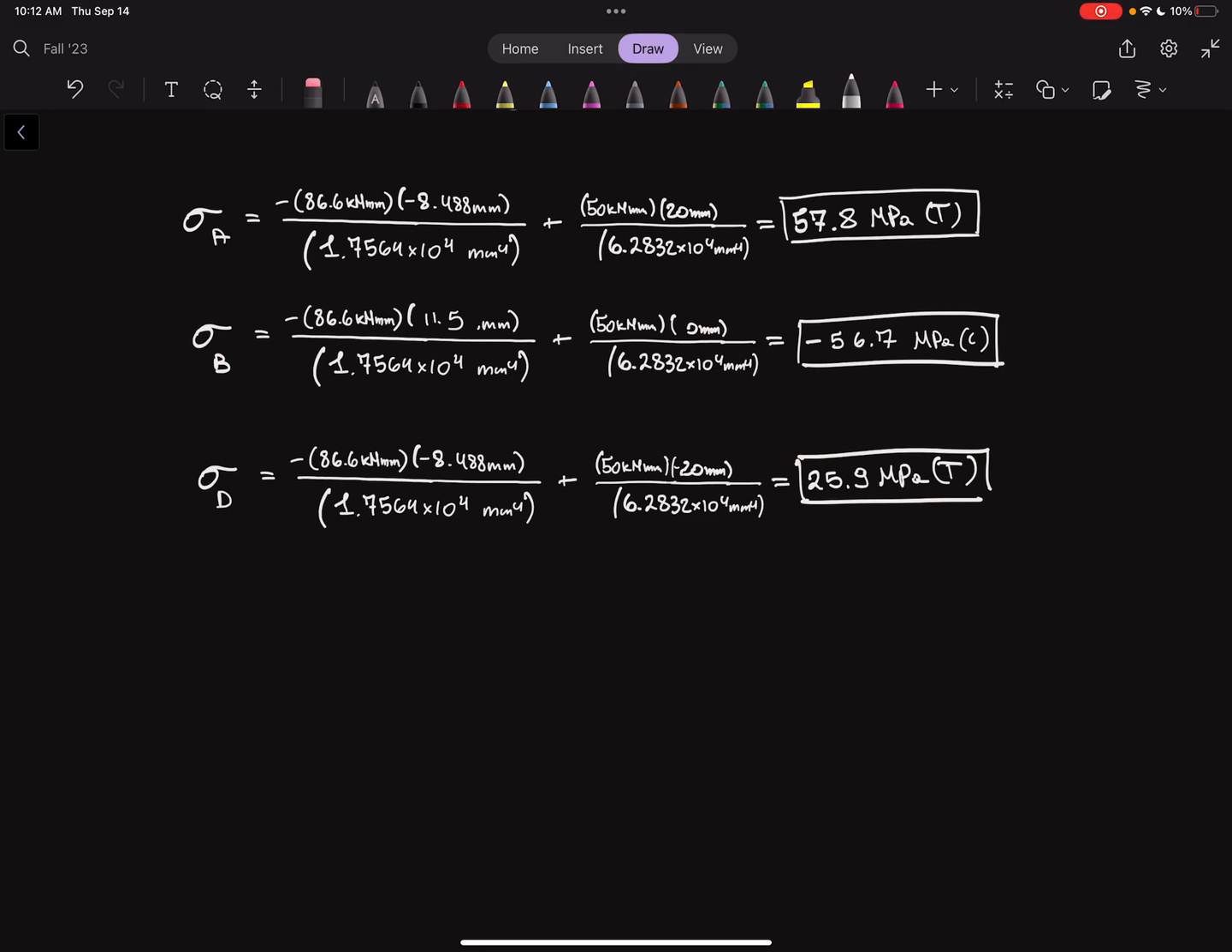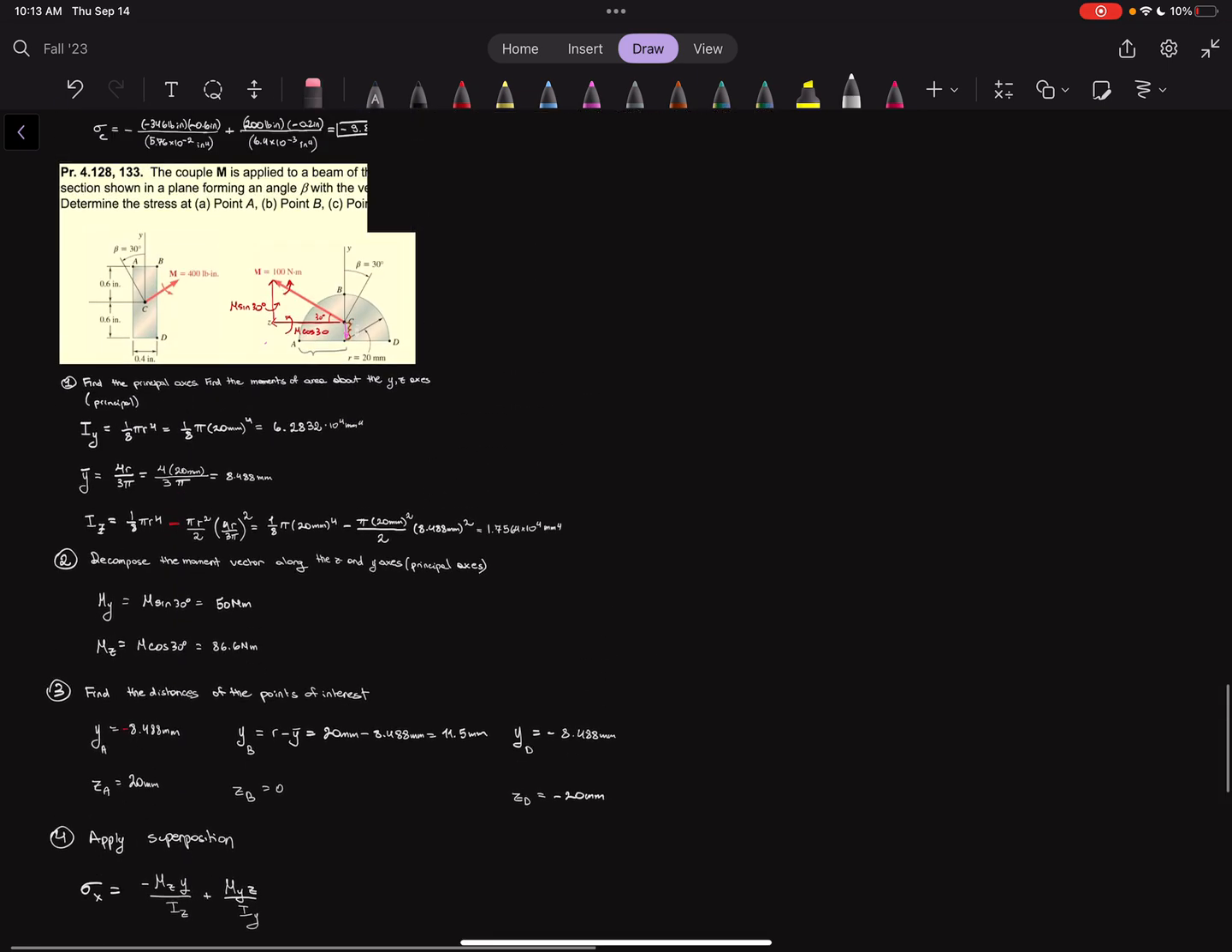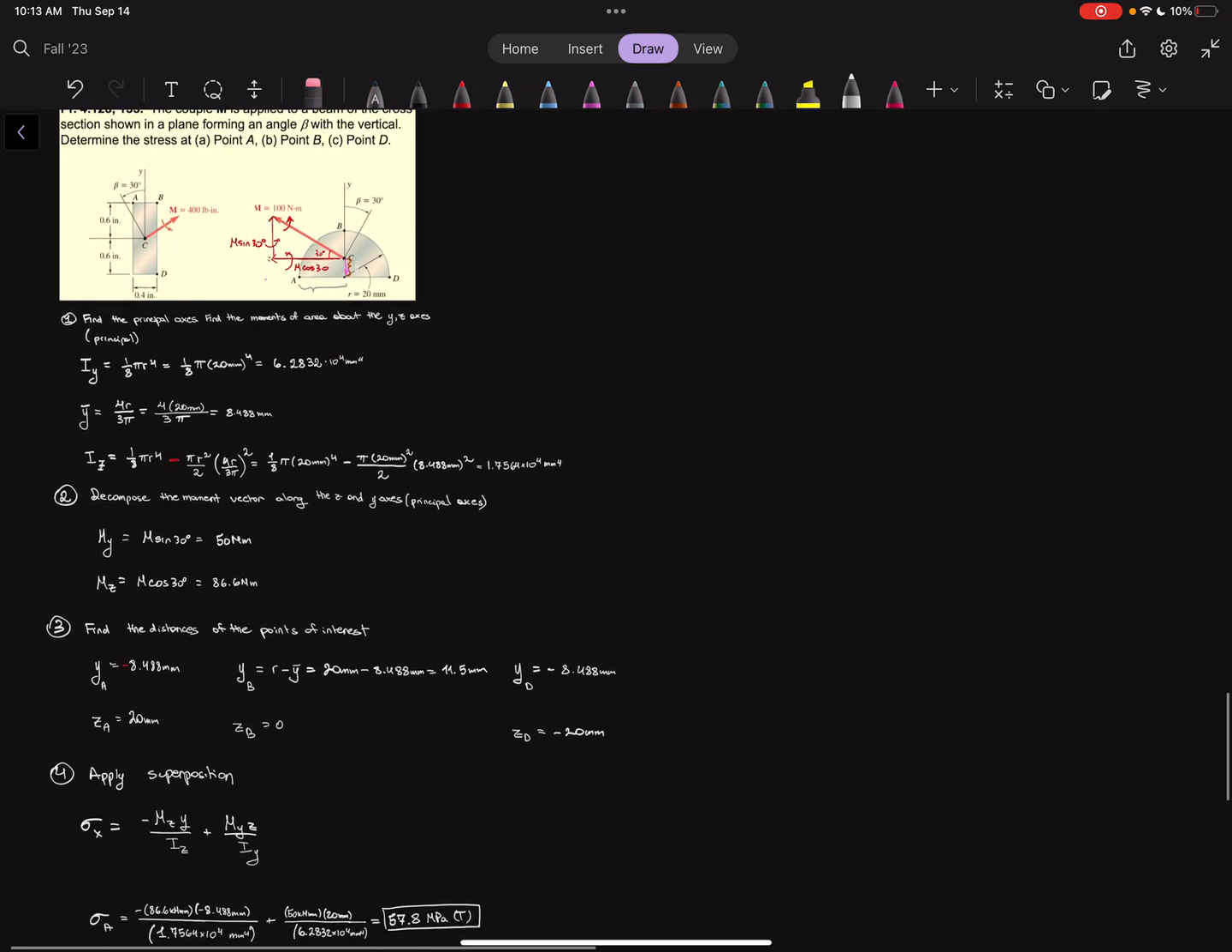And hopefully those are correct. And I'm just seeing now the answers. Yes, they are. Oof. I hope this was useful. This is how to do unsymmetric bending.